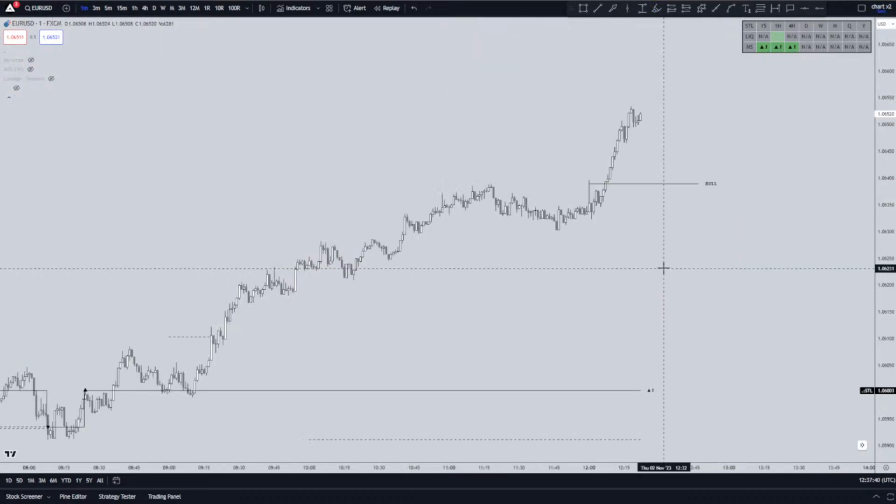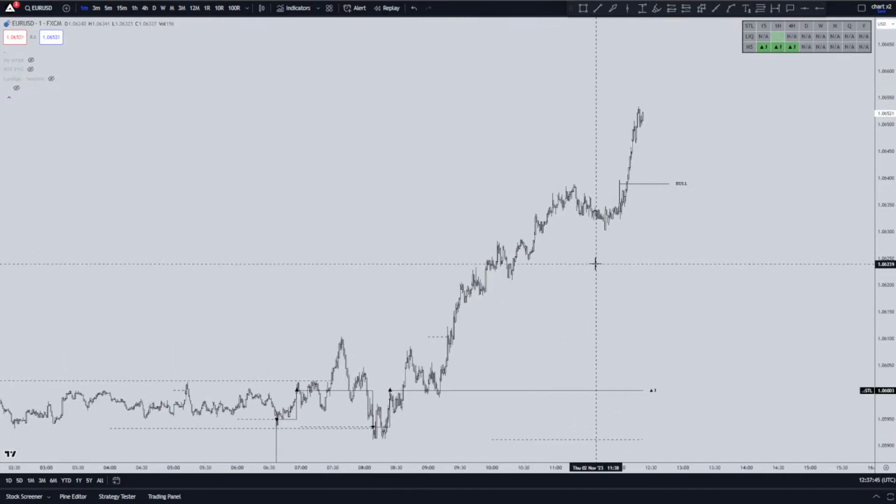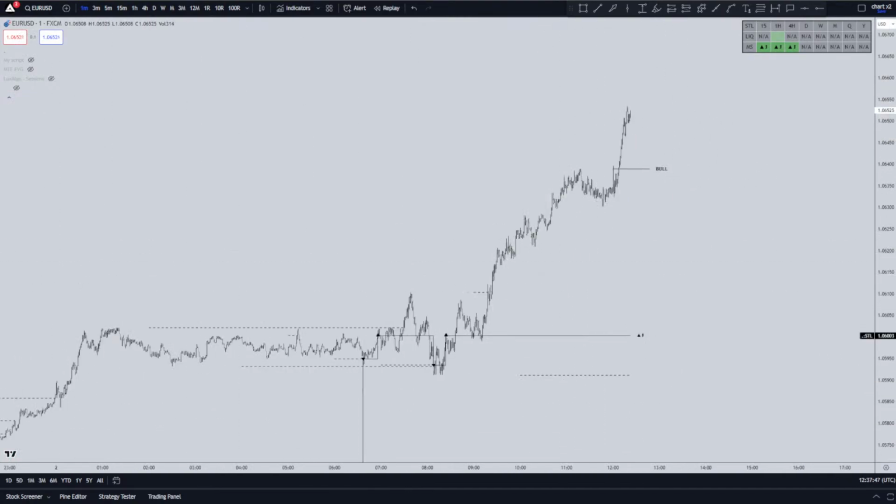So now for market structure, it's completely the same thing. Just give me a second, let's quickly go through the questions.